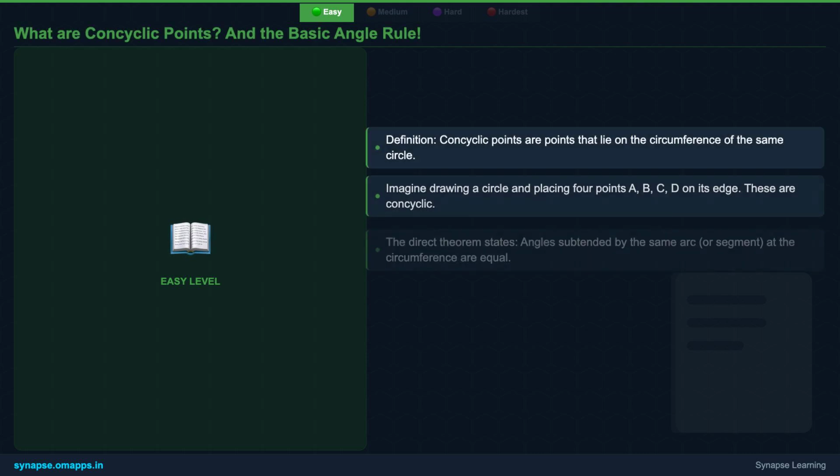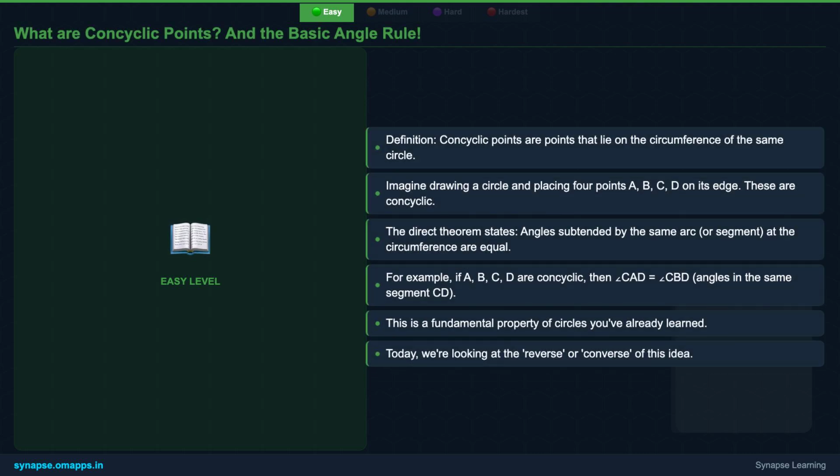First, what exactly are concyclic points? Simply put, they are points that all lie on the circumference of the same circle. Imagine a circle, and if you place 4 dots on its edge, those dots are concyclic.